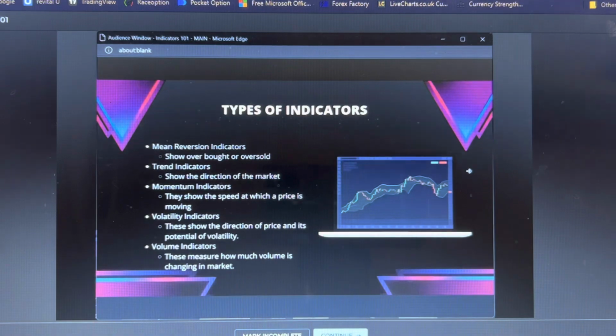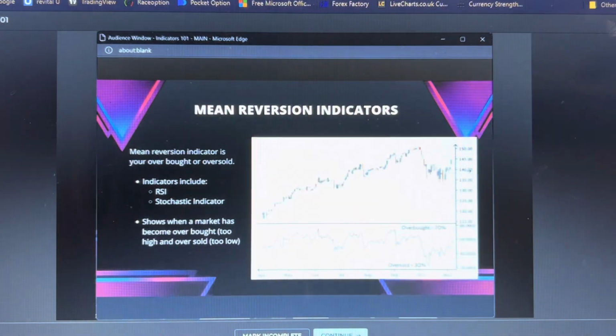There are 5 main types. Mean reversion indicators show overbought or oversold. Trend indicators show direction of the market. Momentum indicators show the speed at which it's moving. Volatility shows how much price could move one way or another. And volume indicators measure how much volume or money is moving in the market at that particular time.